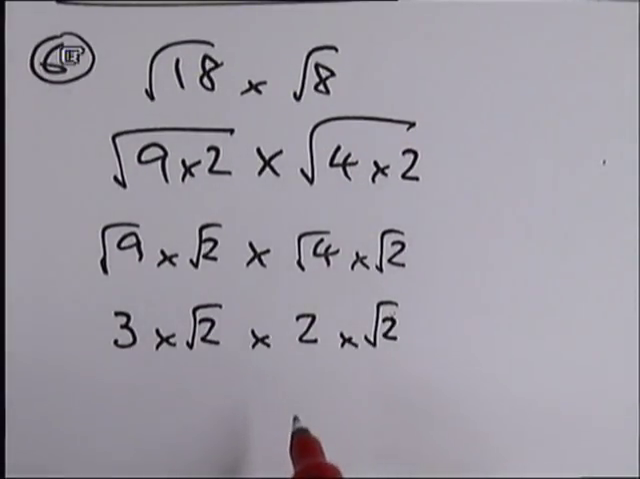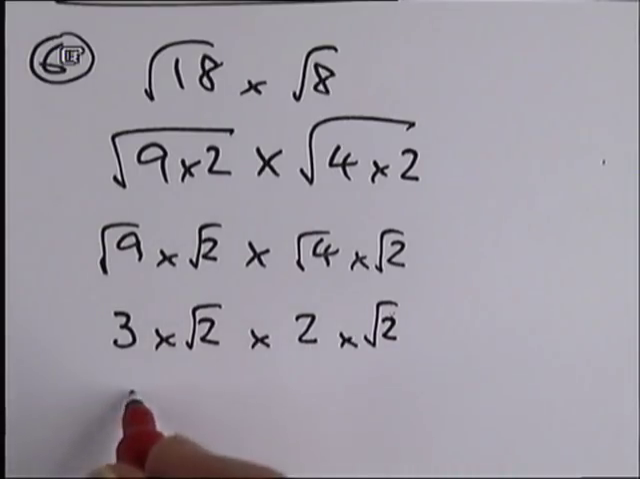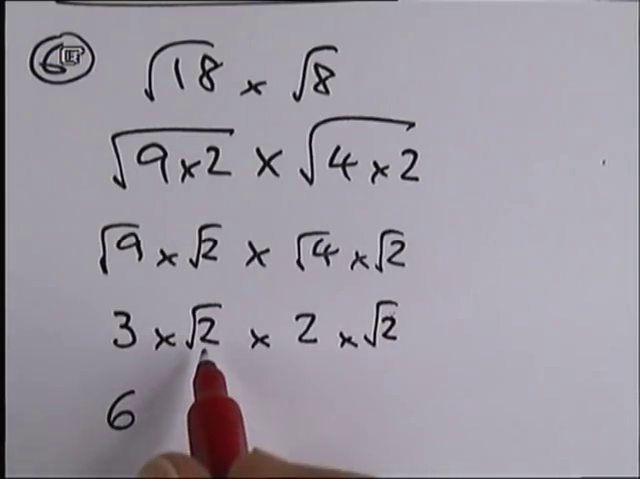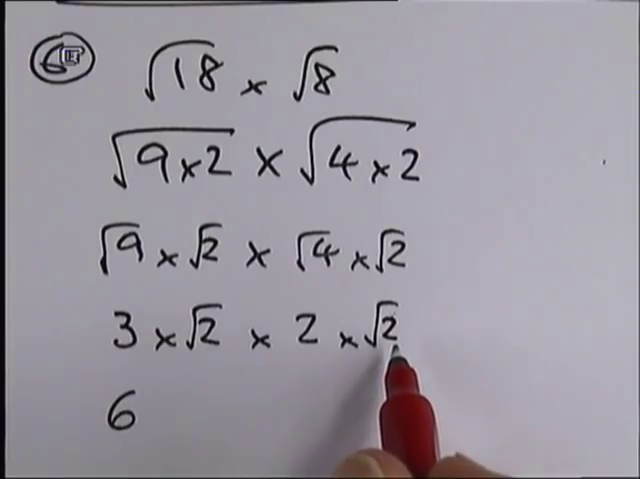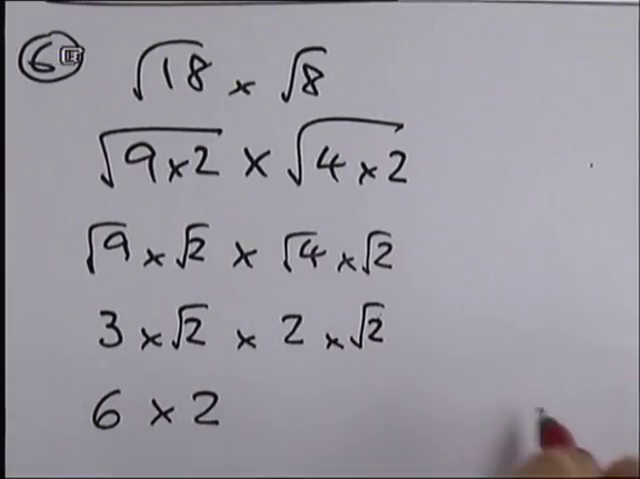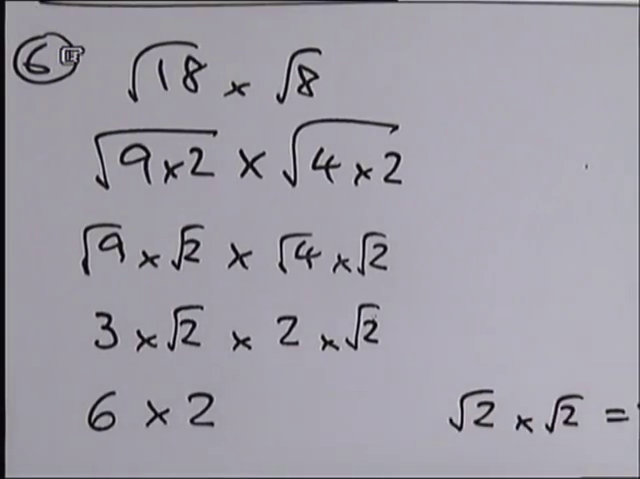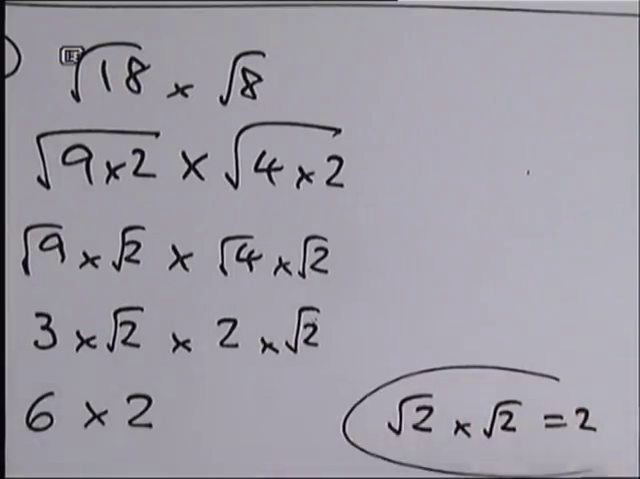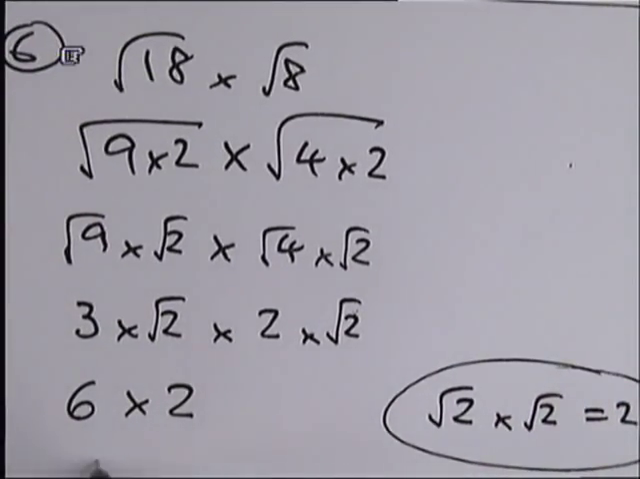So next, dealing with the normal numbers, the numbers that aren't inside the square root sign. 3 times 2 is 6. And root 2 times root 2, because it's the same square root times by itself, that is just 2. So what did I use there? I used the fact that square root of 2 times the square root of 2 equals 2. That's the fact I've used over there. 6 times by 2, that's 12. So that's the final answer for that question.